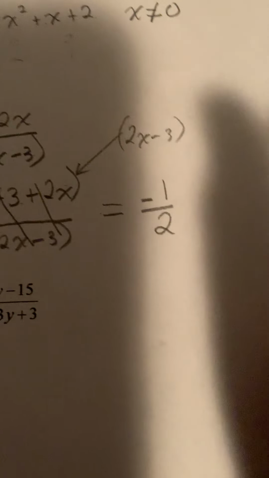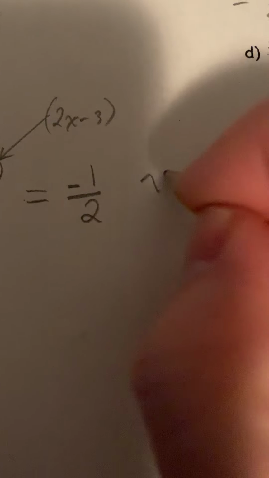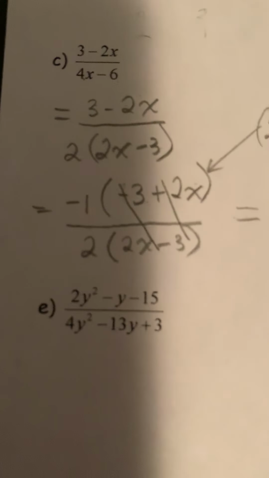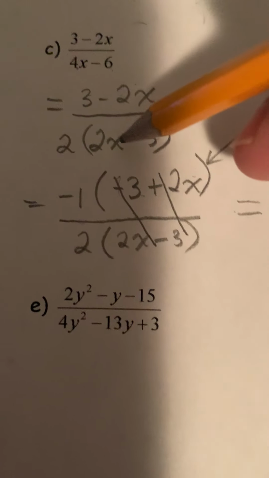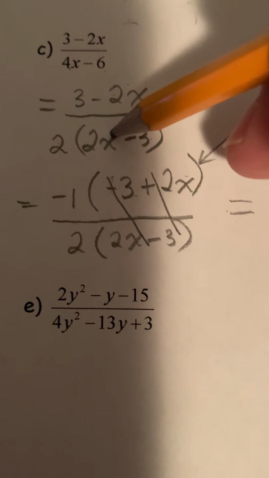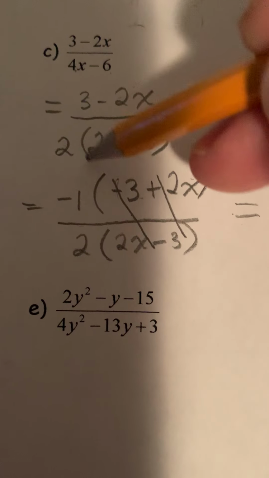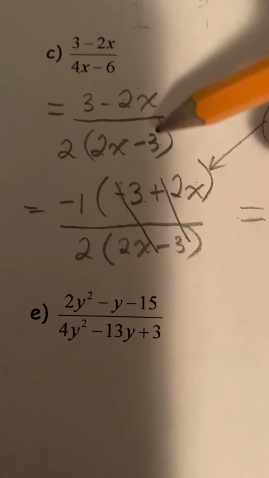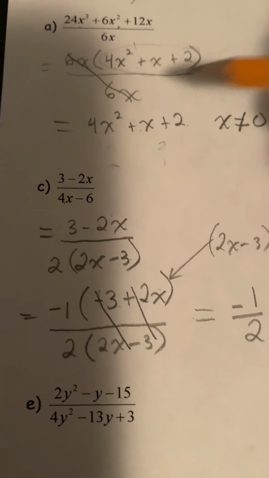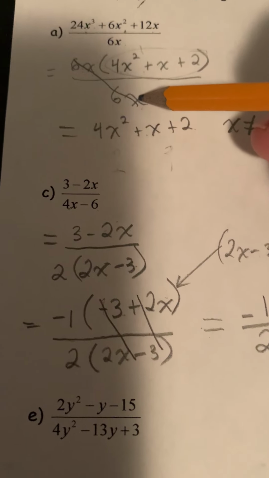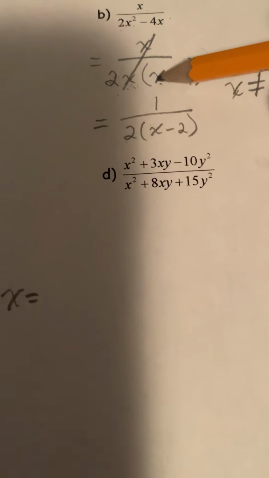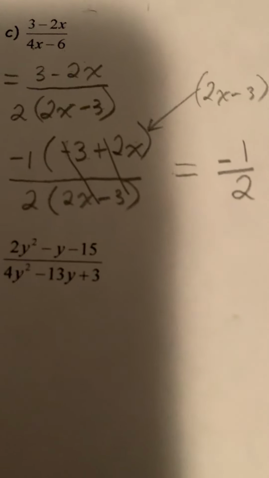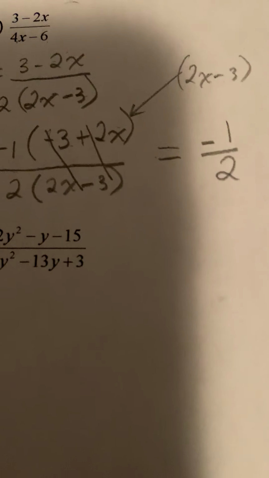Okay, and now we state the restrictions. So what x cannot be. So what can we plug in here that will make this equal to 0? Okay, so this one's not as easy as the previous one. It's easy to see that you can plug in 0 and this will be 0. It's easy to see that if you plug in 2, this will be 0. This one is not as easy, but I'm going to show you what you have to do.